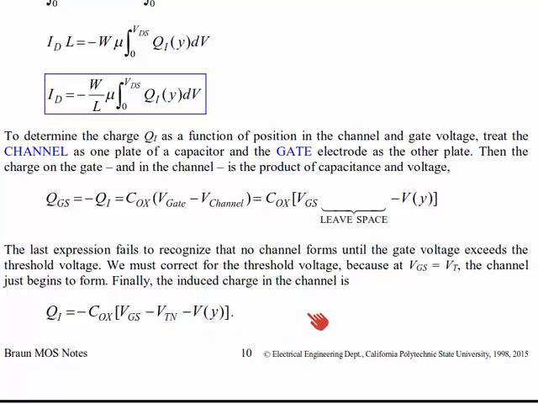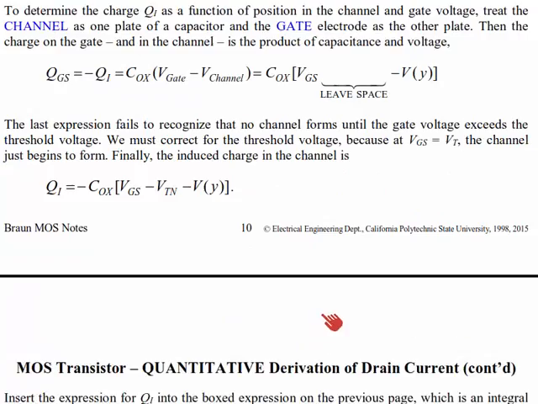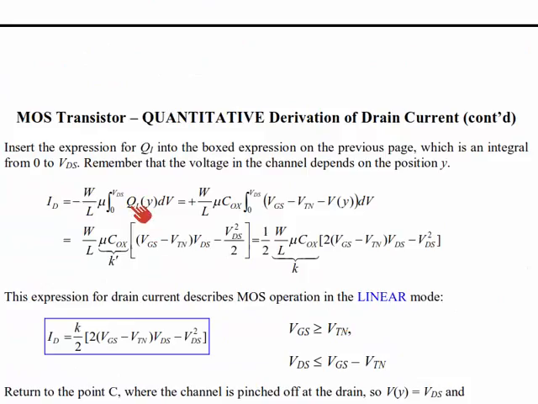So we can do some calculations. Let's do that calculation. We insert Q sub I, the inversion charge, into the former expression for I, minus W over L mu, integral Q dV. We substitute for Q, Cox, constant with respect to V, so it goes outside the integral, VGS minus VTN minus V of Y, dV. This integral you can do because it's not too complicated. We have constant VGS, constant VTN, at least constant with respect to dV.